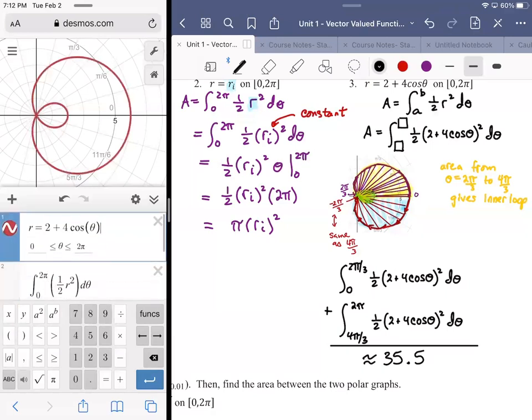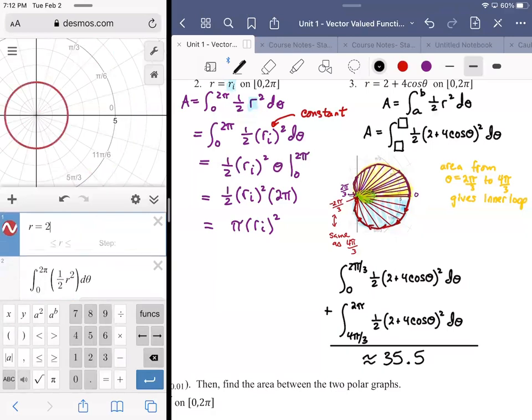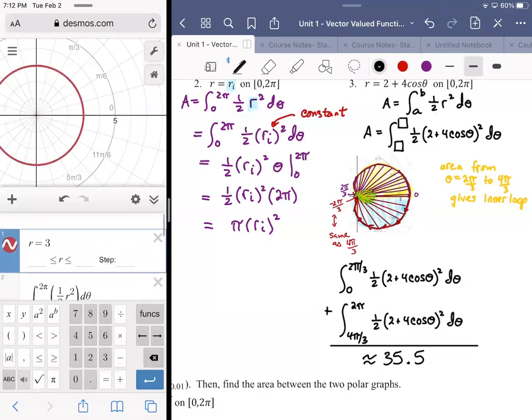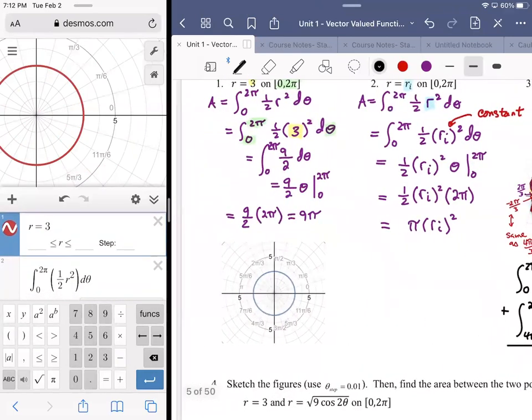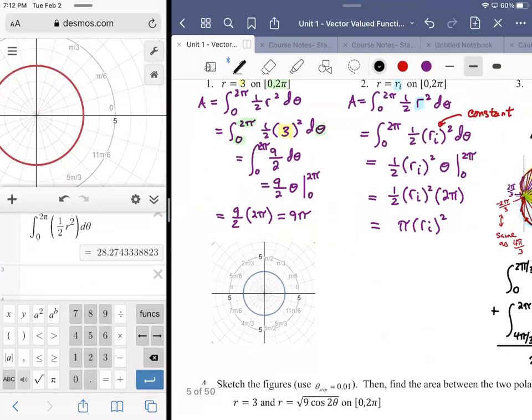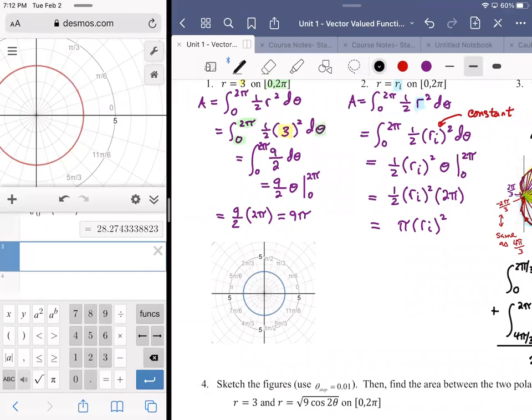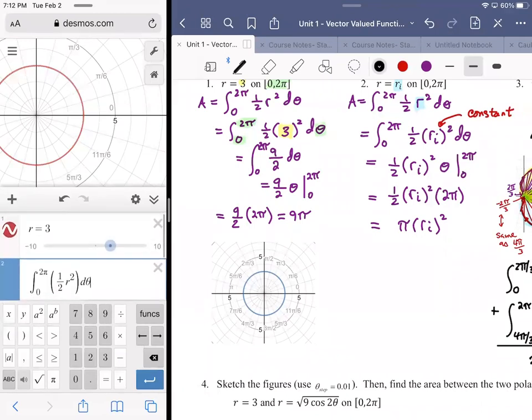If we had gone back to that good old R equals 3, right, you look at this and say, well, we got 9 pi. What's that? Well, 9 times 3 is 27. So this is a little bit more than that. Good bet that this is 9 pi. So it works, right?